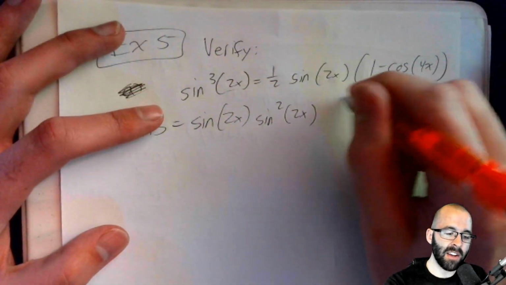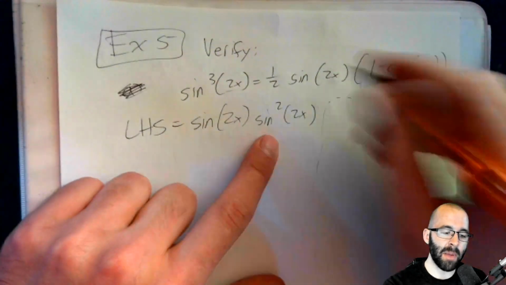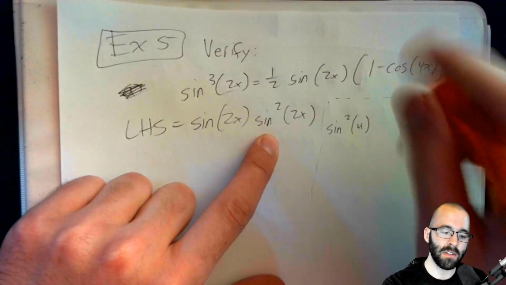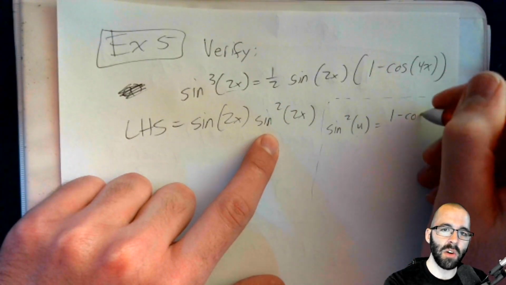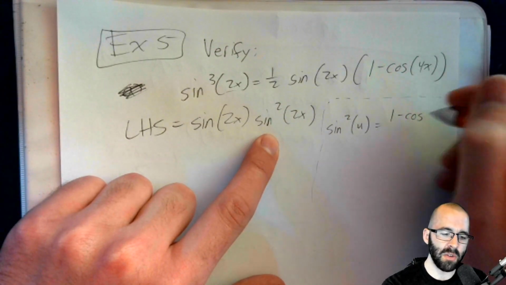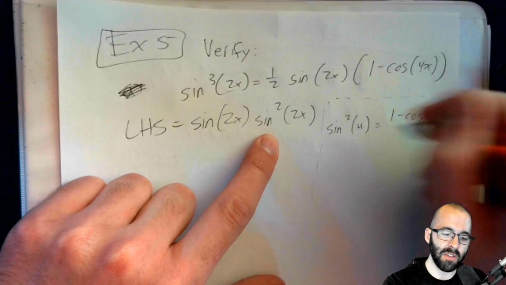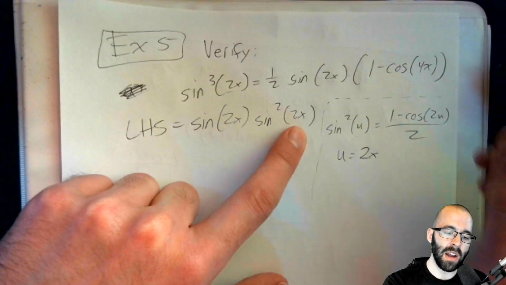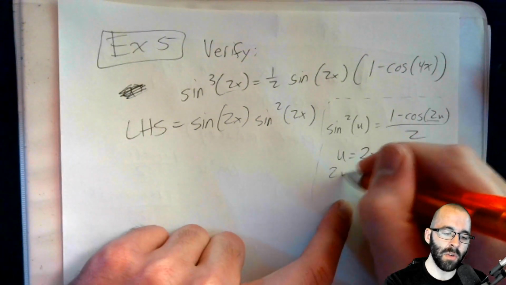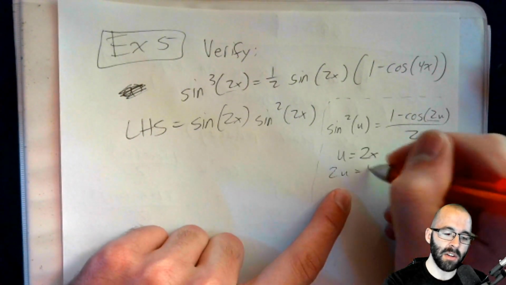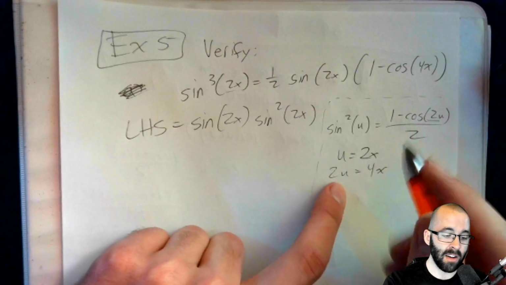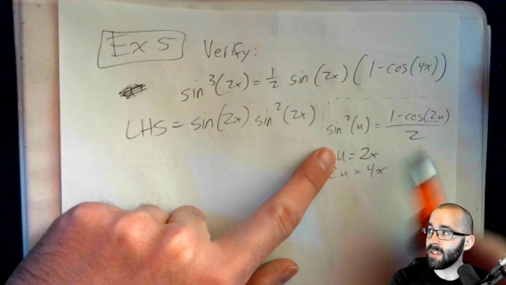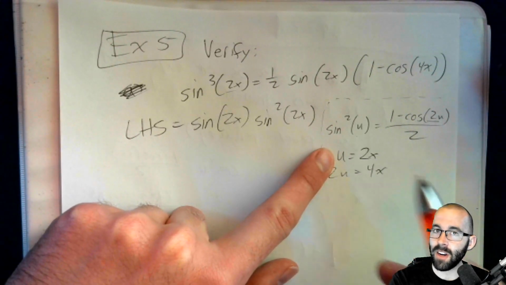And then again, off to the side, what do we have? We're going to need to use the power reducing formula, which says that sine squared of any angle u is going to be 1 minus cosine of double that angle, divided by 2. But what is our u here? Our u is 2x. So what is our 2u? Well, you just double it, 4x. So again, if you don't have just an x in here, make sure that when you use the power reducing formula, you're not caught unawares.